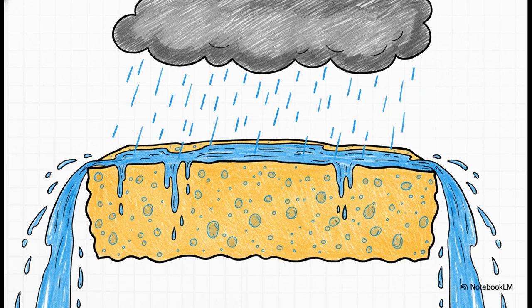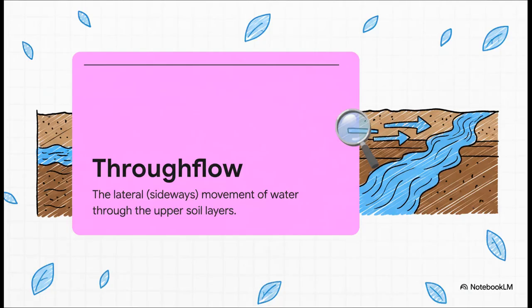At that point, infiltration just stops. Period. Every single new raindrop that falls is forced to run straight over the surface. This is called saturated overland flow, and it is a huge reason why floods can happen so fast during long periods of heavy rain.